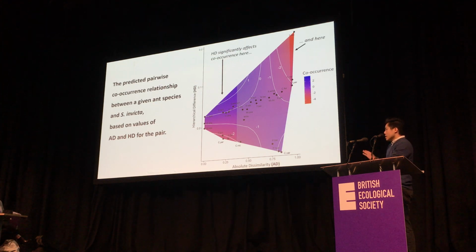So that is to say that for species landing in that area, if their co-occurrence was negative, signaled by a red color, that would be because of the specific relationship between their absolute dissimilarities and hierarchical differences between their traits and fire ant traits. And we further found how the interaction worked by some calculations that only in some regions of absolute dissimilarities did we see those hierarchical differences kicking in to affect co-occurrence. And these were the left and the extreme right regions. I'll now go into further detail.